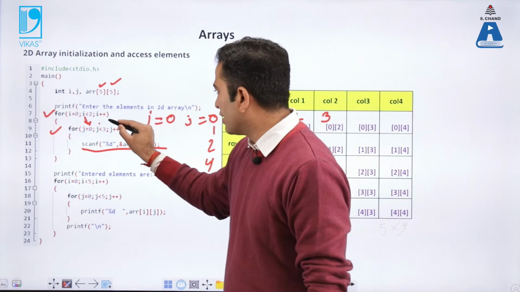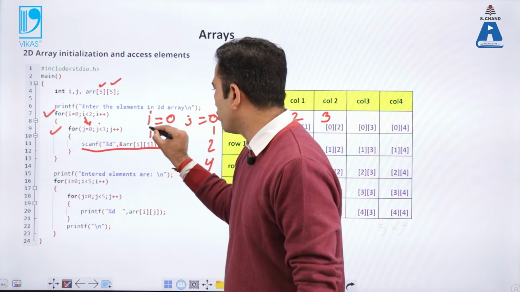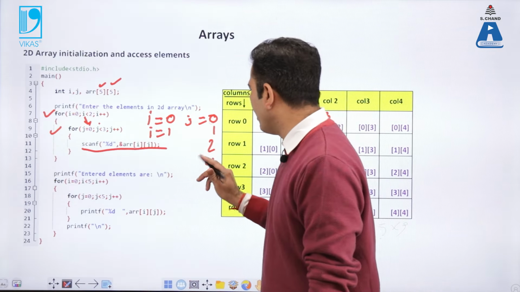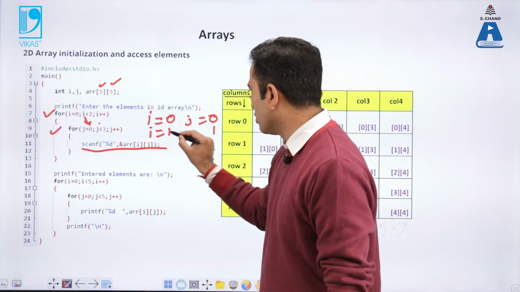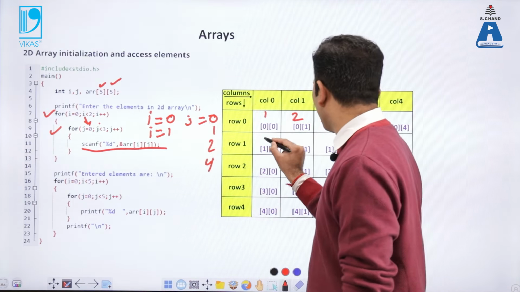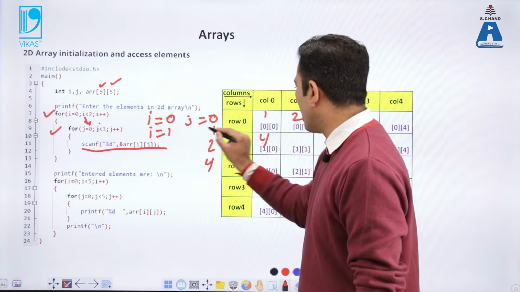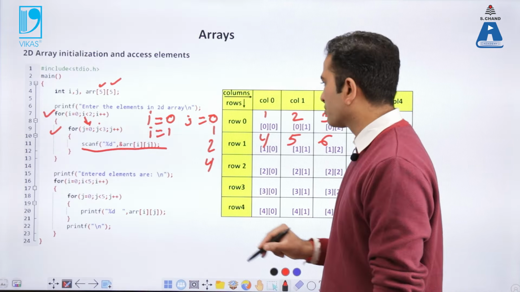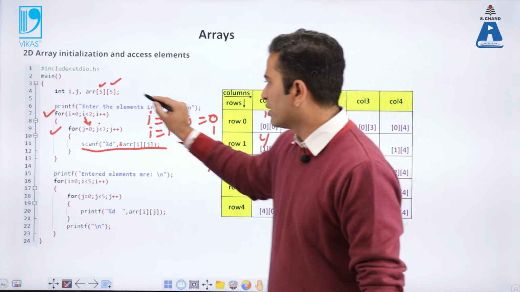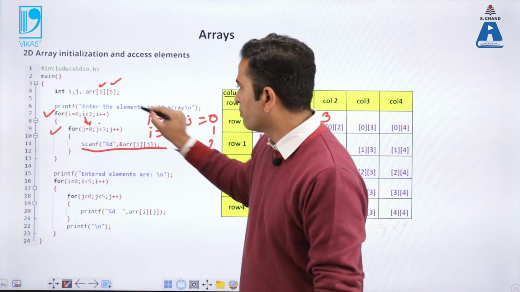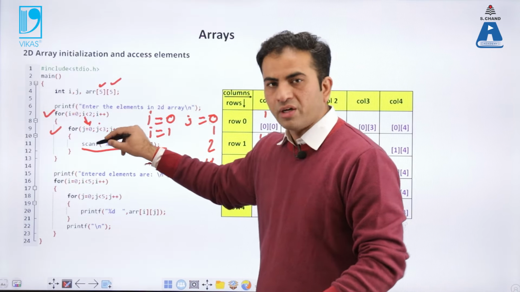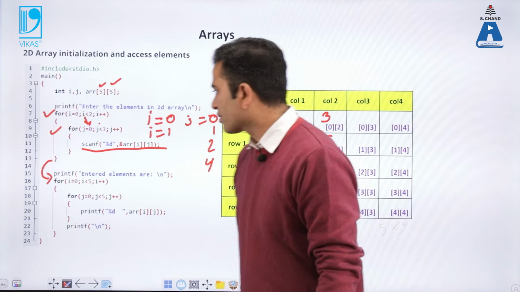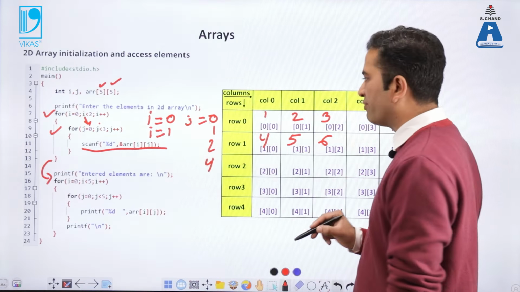So my loop control goes here. Now i becomes 1. 1 is less than 2, the condition is true. Again j will be initialized as 0. Now at 1, 0 we are saving 4. At 1, 1 we are saving 5. At 1, 2 we are saving 6. And this loop is completed. Now the functionality of this loop is done. So come here: 6 elements we have entered in the 5 by 5 matrix.